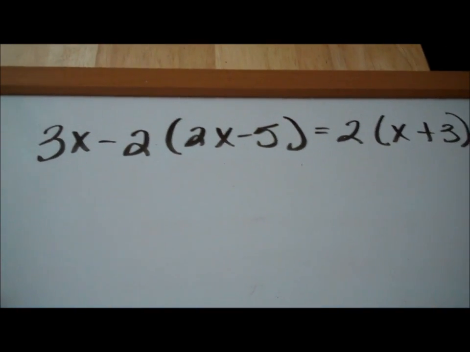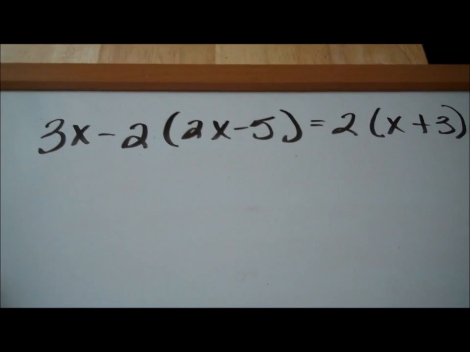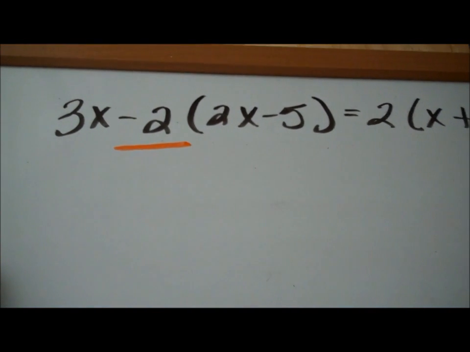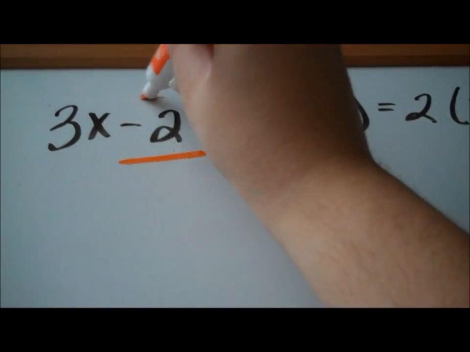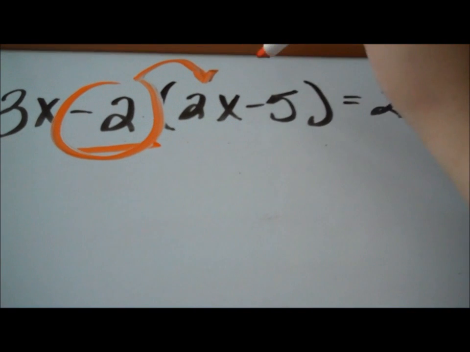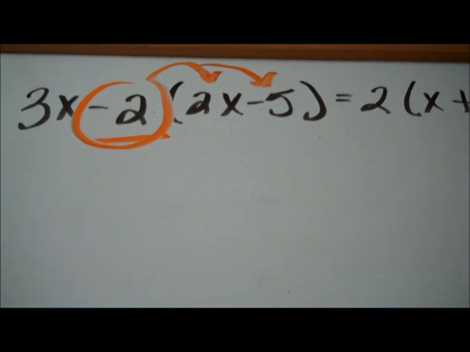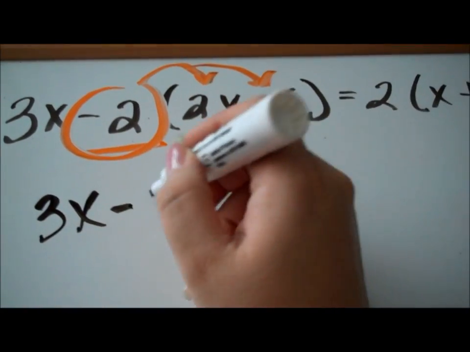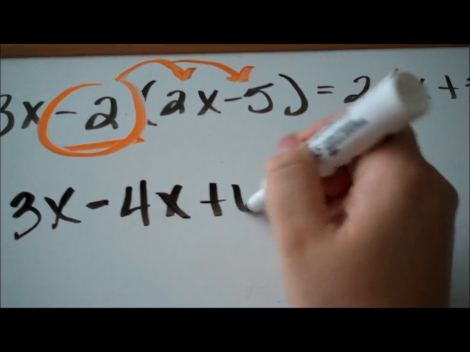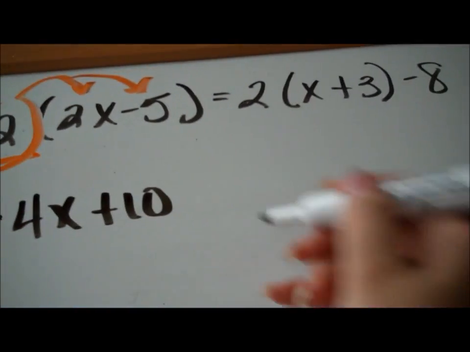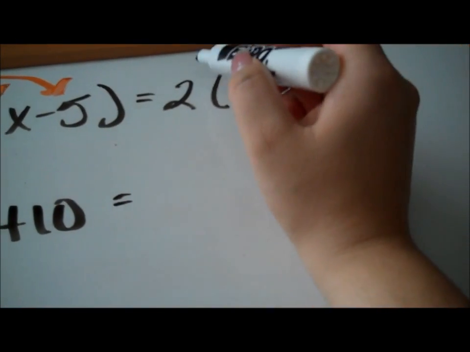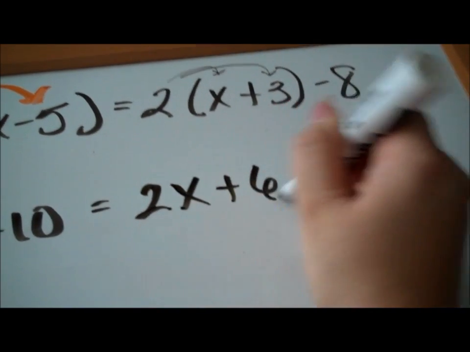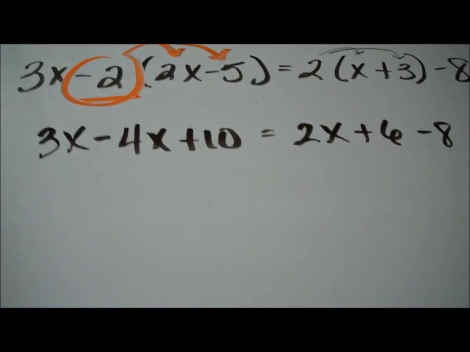This right here is a negative 2, so we actually need to take that negative 2, because remember that sign goes with that number. So we're going to take this negative 2 and we need to distribute to all the items inside the parentheses. So we get 3x minus 4x plus 10. If I look on our right hand side, this 2 needs to be distributed. So we have 2x plus 6 minus 8.